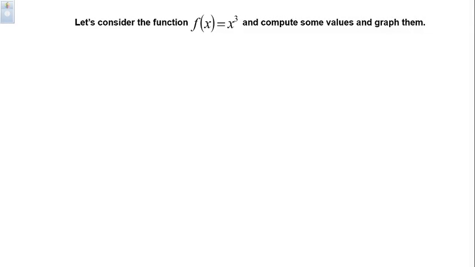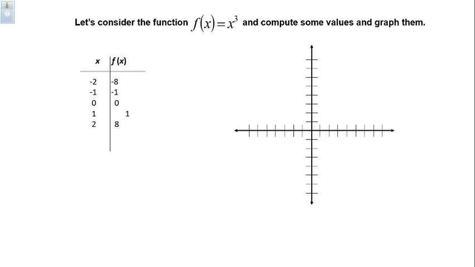Now let's take a look at the graph that we just saw, the graph of x cubed. X cubed is an invertible function. We know when we plug in -2, we get -8. When we plug in -1, we get -1. When we plug in 0, we get 0. When we plug in 1, we get 1. And when we plug in 2, we get 8. So we can plot the points and draw it with a smooth curve, and that's a one-to-one function.